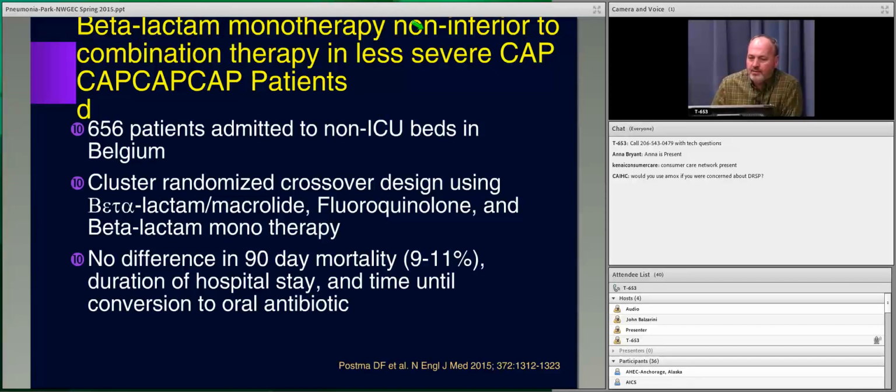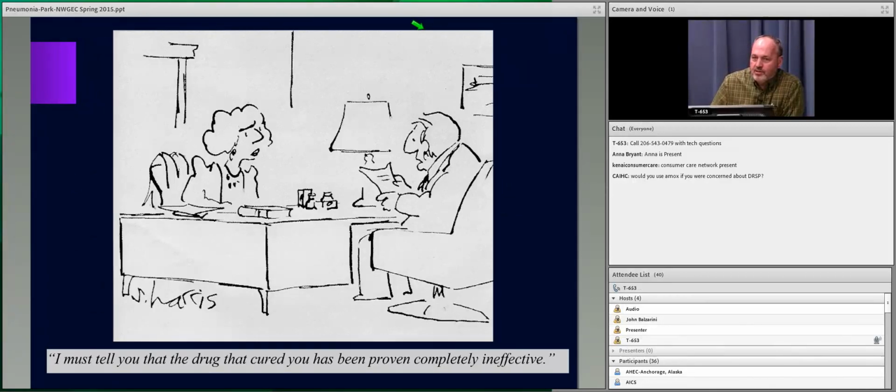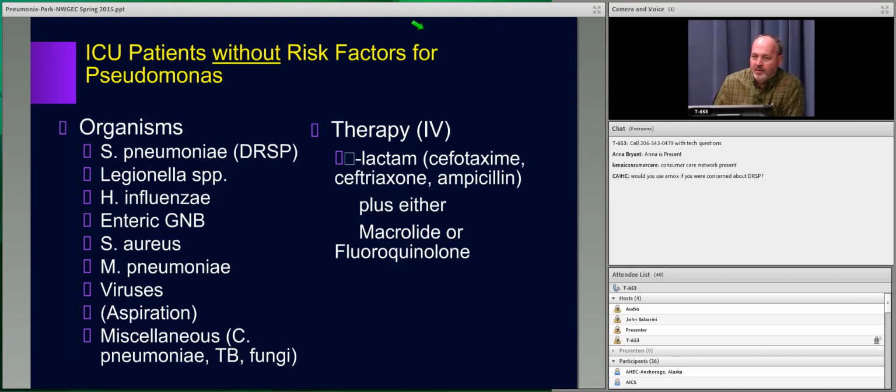And they cluster randomized using a crossover design to test that hypothesis. And they found no difference in 90-day mortality in the three groups, no difference in duration of hospital stay, and no difference in the time until conversion to oral antibiotic. So it appears that in the less severely ill group, maybe the combination therapy idea isn't quite so urgent. Whereas I think the jury's still out for ICU patients. Okay. Let's skip over that, I think.